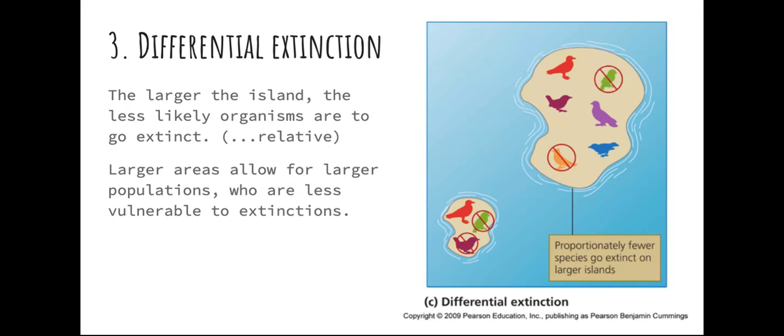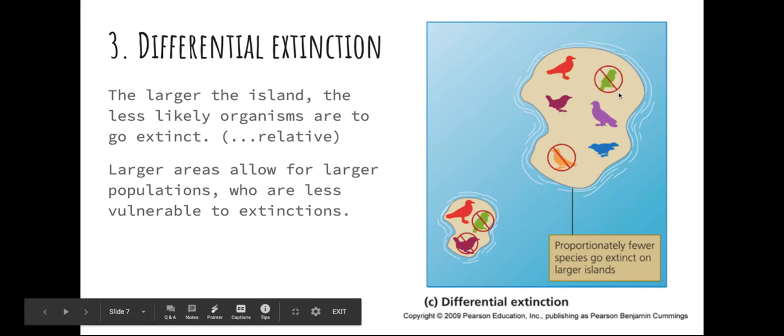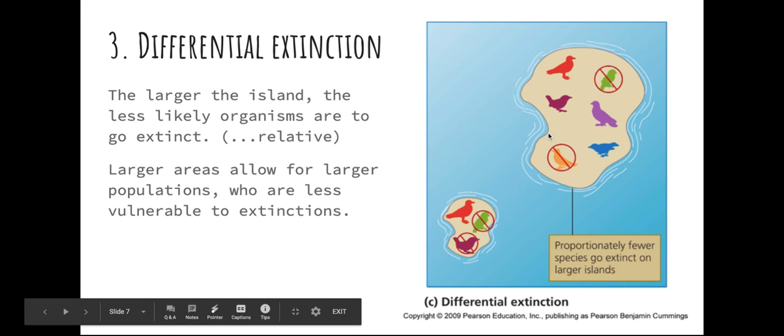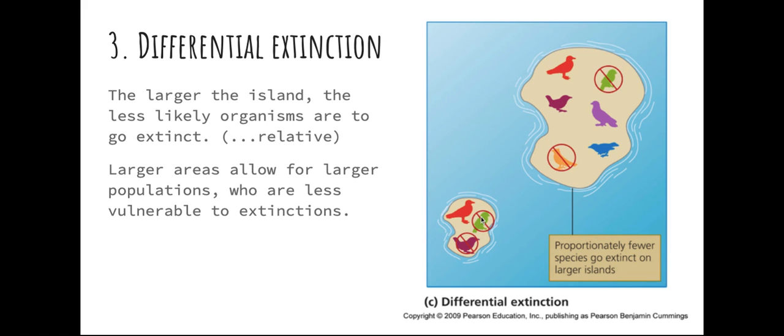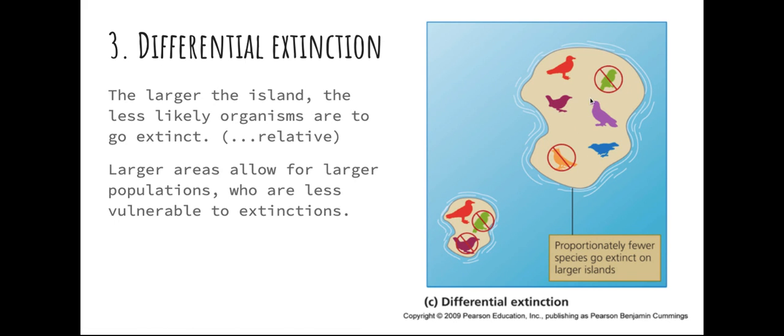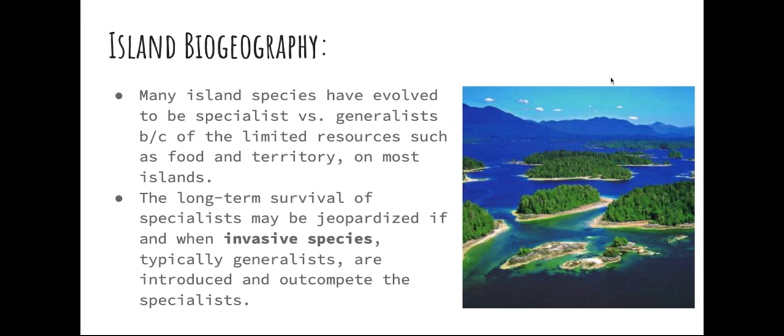And the last one is the differential extinction. This principle tells me that larger islands tend to have lower extinction rates because of the proportion of animals present on the island. If I have a certain number of species in this picture, it might seem like the larger island and the smaller island have the same extinction rate, but because of their population proportion, this would represent a lower extinction rate.